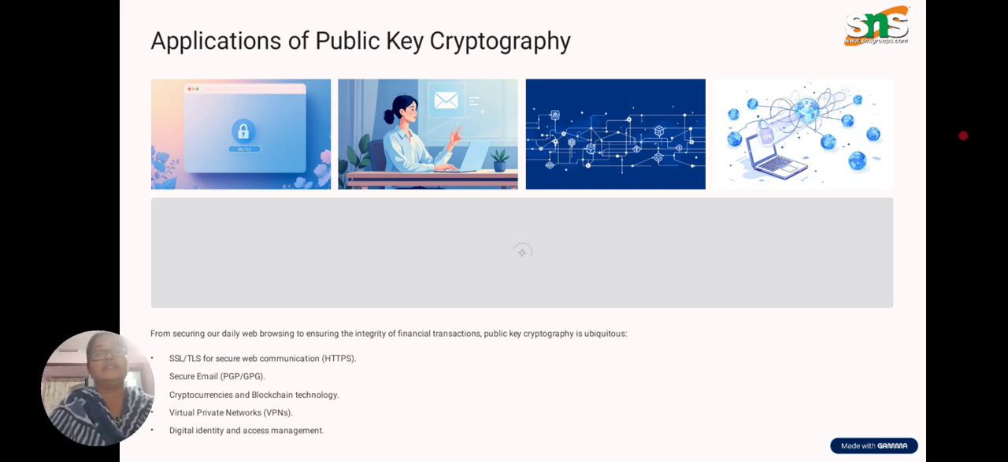Let us now see the applications. Where is public key cryptography used in real life? It is used in HTTPS for securing websites, secure email systems, VPNs for private communications, cryptocurrencies like blockchain, digital identity systems, etc. This shows how important it is in our daily life.